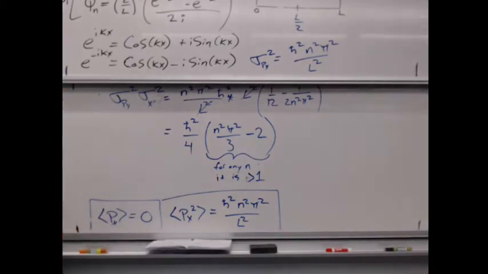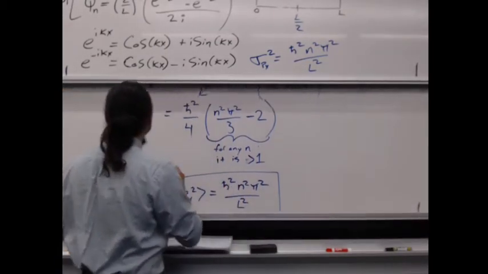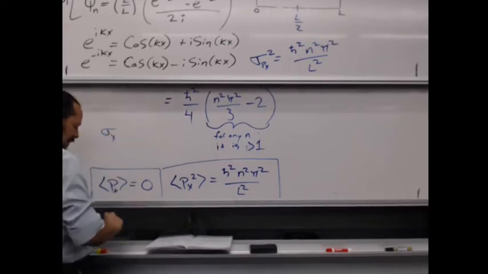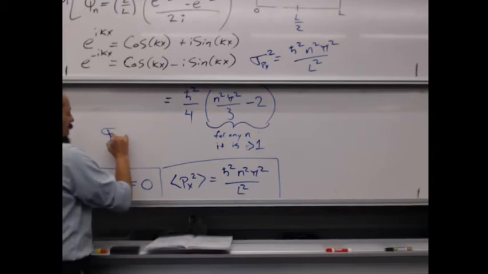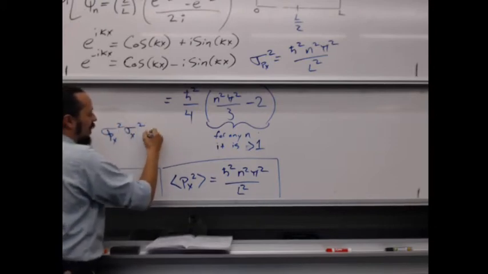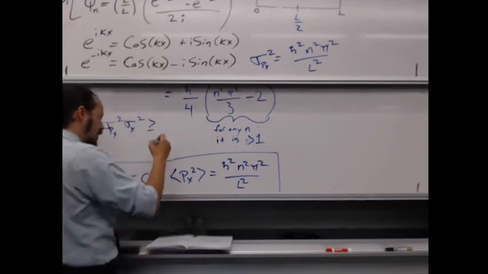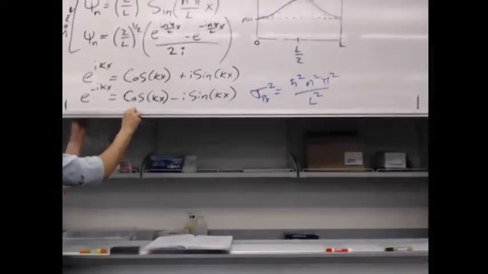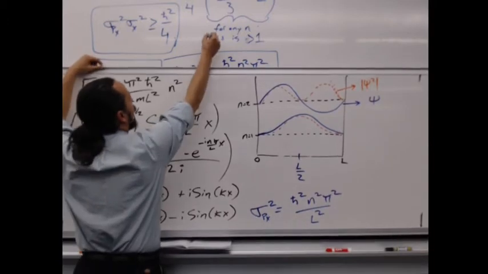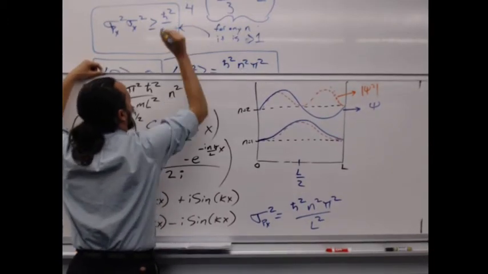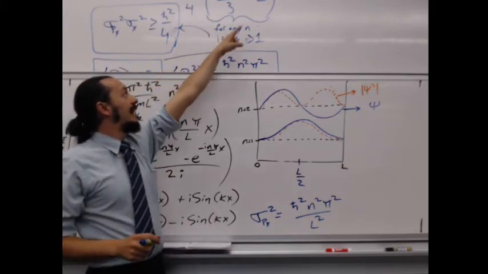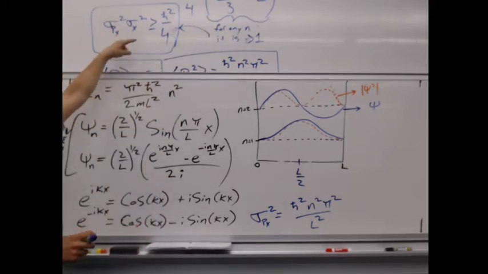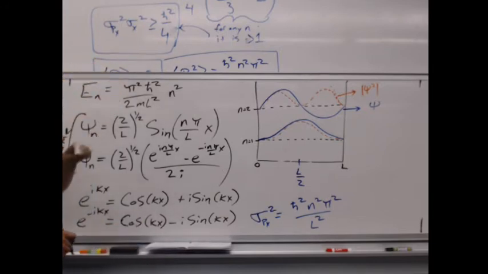That is to say, if I took my minimum, I could rewrite this to say sigma p_x squared times sigma x squared is greater than or equal to h bar squared over 4. That, which I just boxed, since that term is always greater than 1, means sigma squared x squared always has to be greater than or equal to h bar squared over 4. This is Heisenberg's uncertainty principle for position and momentum.